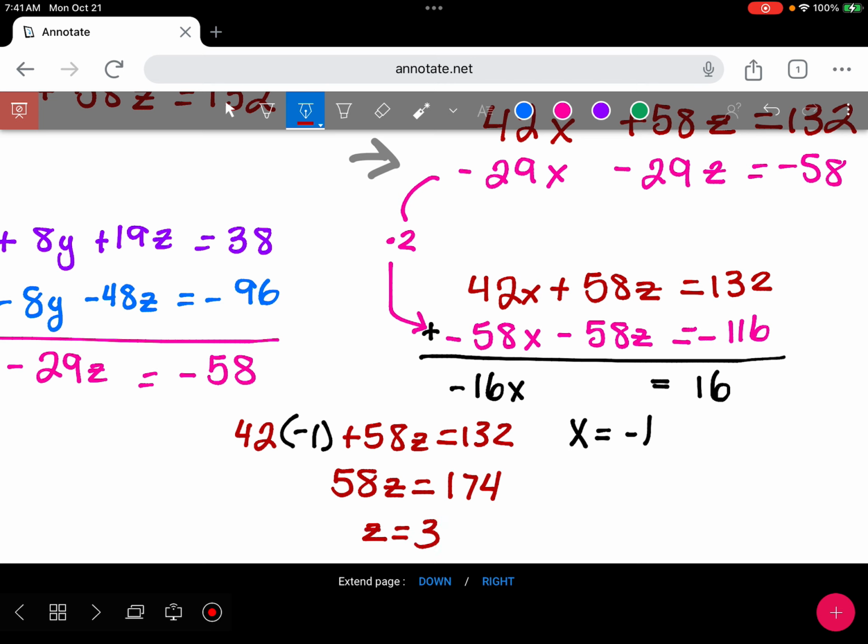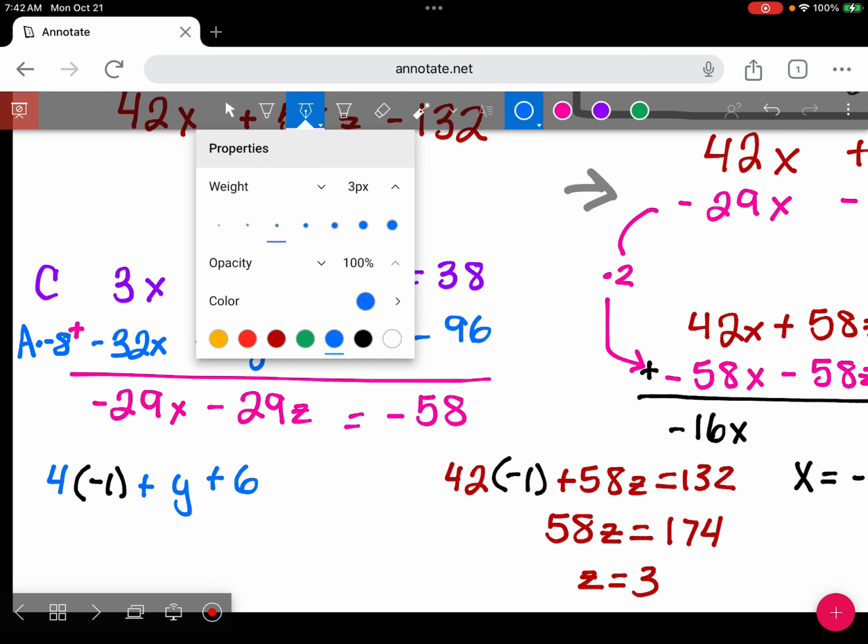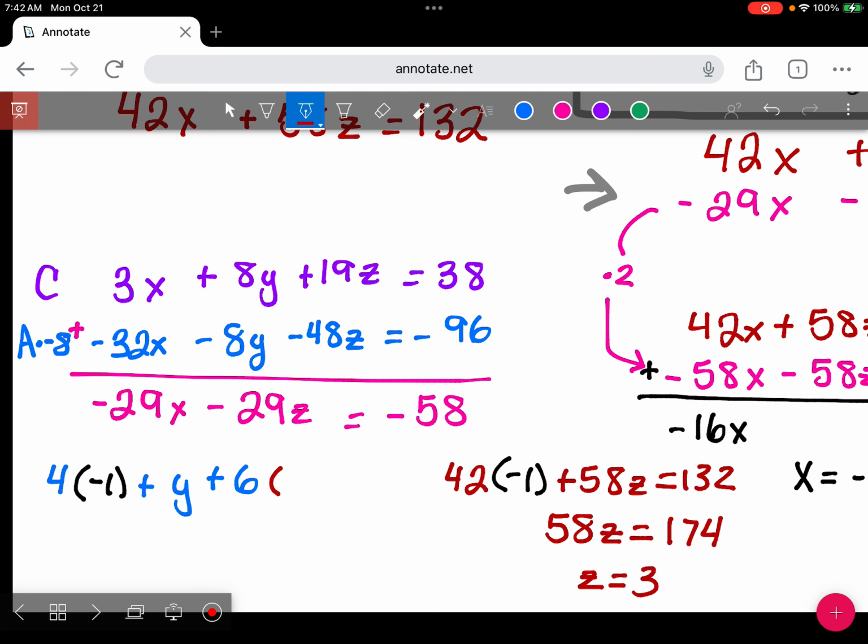Z is 3. So now we pick any equation to go back and find y. A doesn't have any coefficients for y, so that makes it easier. So I'm going to grab A, and we're going to substitute my x and my z in so we can find the y. So we're going to have 4 times my x, which is negative 1, plus y, plus 6 times my z, which is 3, equals 12.